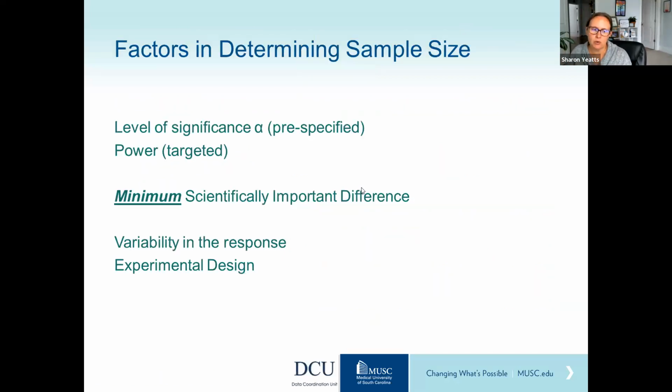Okay, so now we're going to spend some time talking about the factors that go into determining sample size. And these, I'm sure many of you are familiar with: the level of significance alpha, which is pre-specified at the start of the trial. The power that you want to target, again, is pre-specified at the start of the trial. The minimum scientifically important difference, the variability in the response, and we'll talk a little bit less, but still bring up some issues related to the experimental design that could play into the sample size that's needed for a given trial.